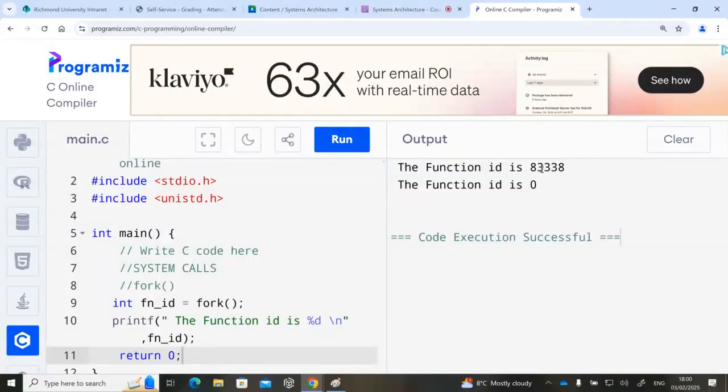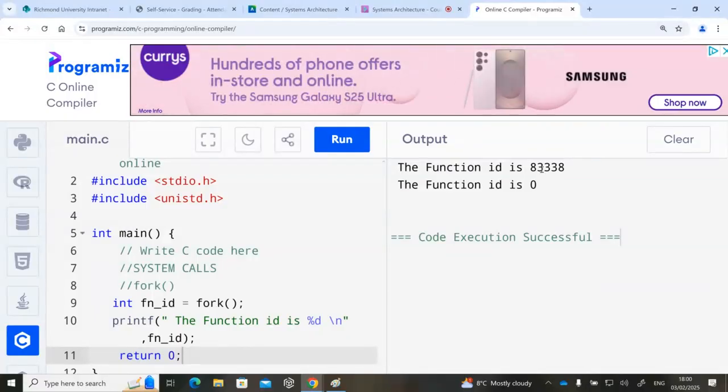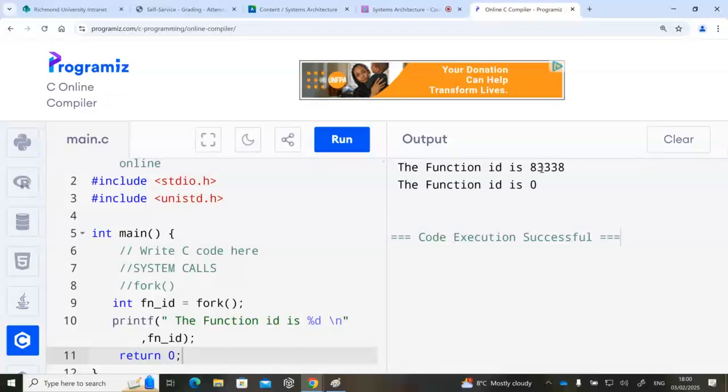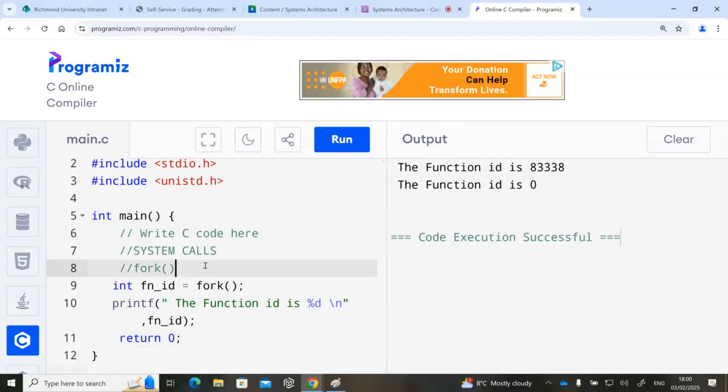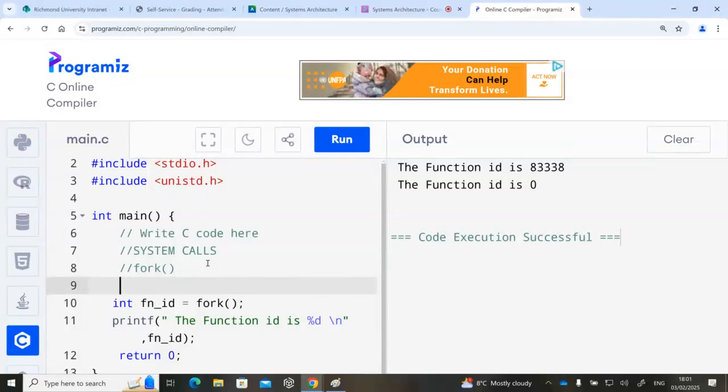Okay, now write down the next thing. Other than the function ID, there is something called a process ID as well. So now the process ID of the fork function. That is the ID of the code. It is not the return value. Hey guys, don't talk. It is the ID of the code that is running.